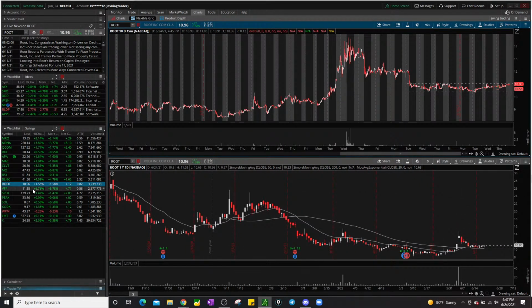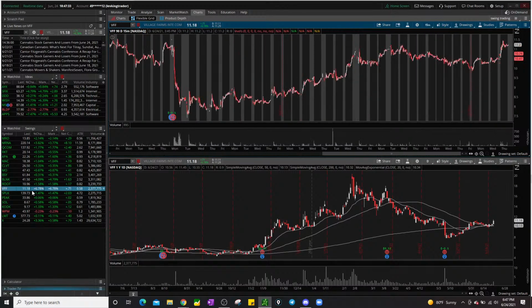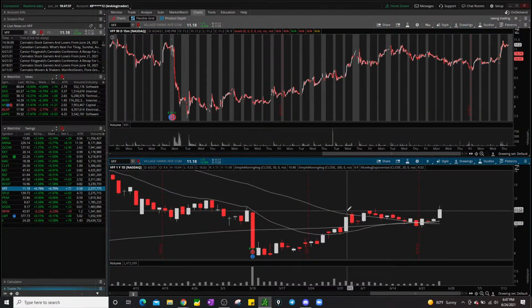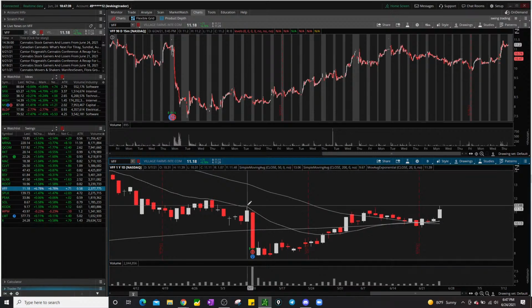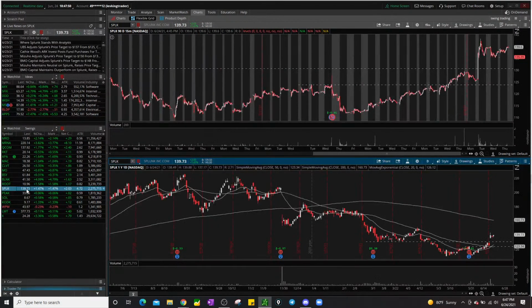Might continue to go higher. VFF. VFF, let's see that one. Don't like that one, guys. One of the reasons is the move has already happened. The wide range bar, and the risk reward is not there.